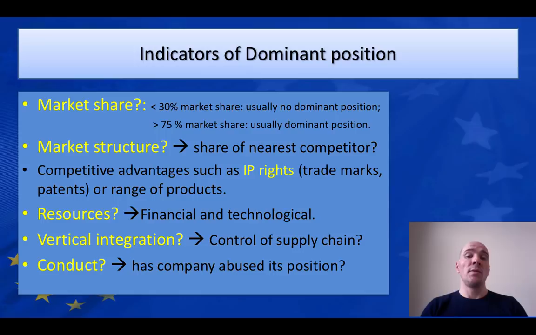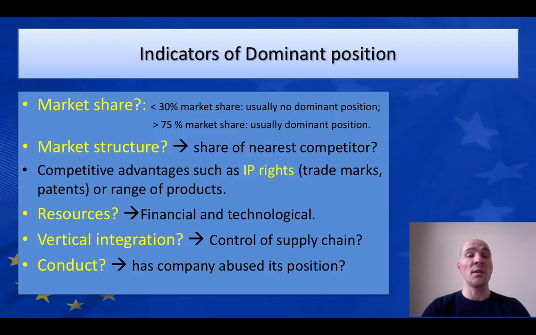And the next thing we can look at is vertical integration, and that means how much control does the company have over its vertical supply chain. If it has a strong grip on that chain from production to, let's say, the consumer, if it's very strongly integrated, that could also be a sign of dominance in the market, a dominant position.